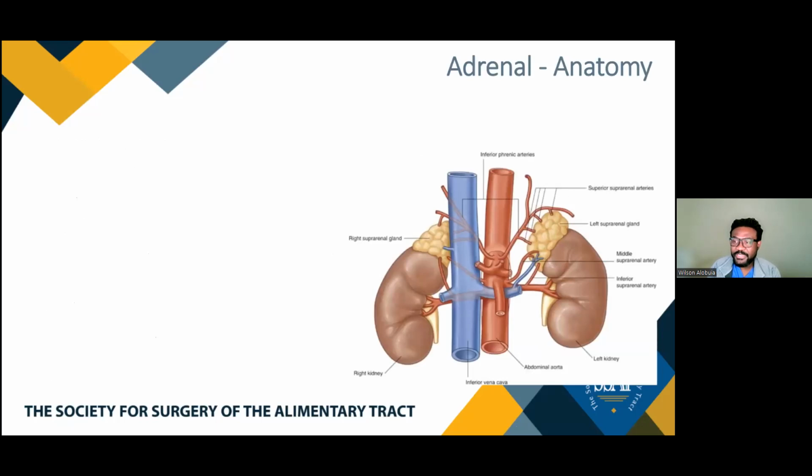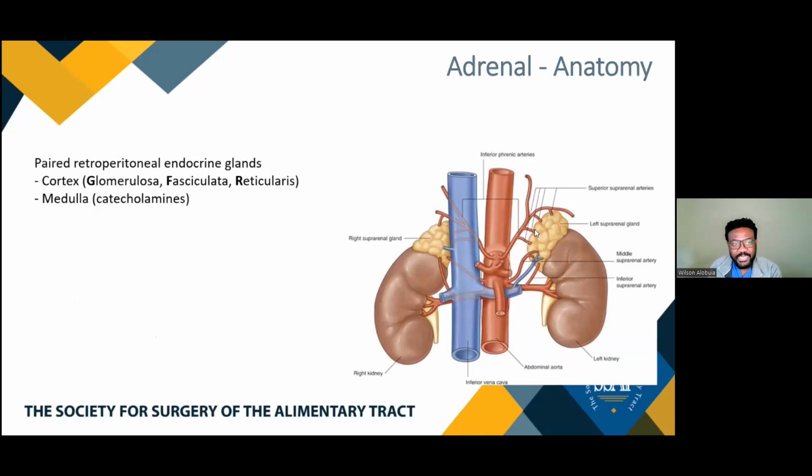So starting with adrenal anatomy. As we know, these are paired endocrine glands that are in the retroperitoneum. If you remember from medical school, you have an outer cortex that's divided into 3 different portions: the glomerulosa, fasciculata, and reticularis. And then the inner portion is obviously the medulla that is involved in catecholamine synthesis.